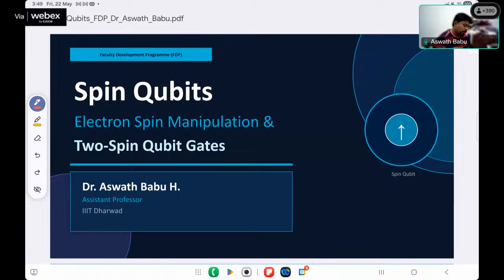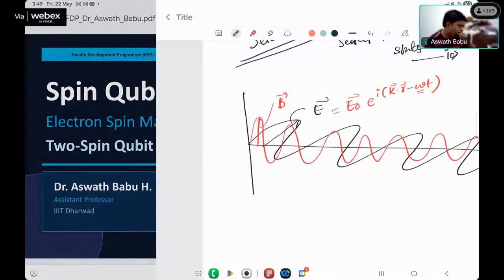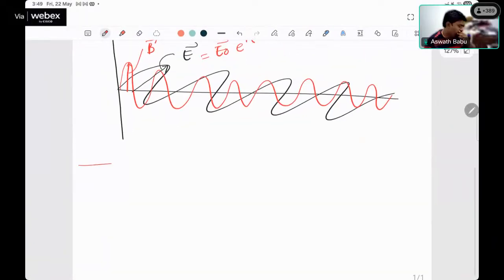Okay. So the second part I was asked to discuss is spin qubits, especially electron spin qubits, and how they are manipulated. And if I have to manipulate more than one spin qubit, I would need two-qubit gates, and what those qubits could be, that I was asked to discuss. Okay. All right. Just a preamble for you.